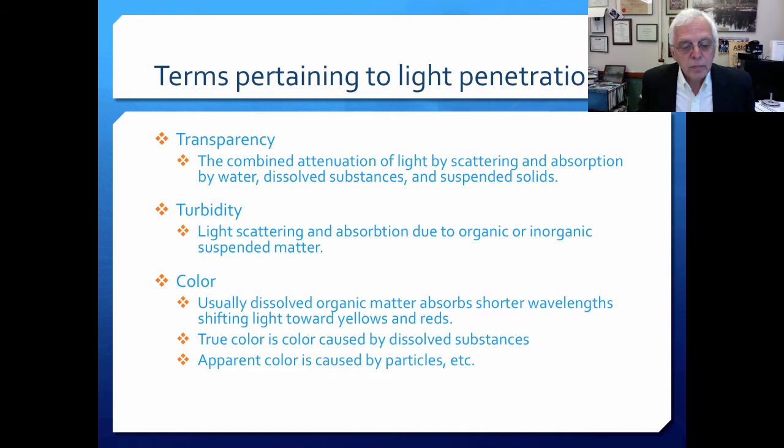Now, true color is the color caused by dissolved substances. So tea would be one of those examples. Also, putting red food coloring into water would change its true color because it's dissolved. So true color is color caused by dissolved substances. Apparent color is caused by particles and substances together. So usually when apparent color differs from true color, it's because of the addition of some sort of particles.